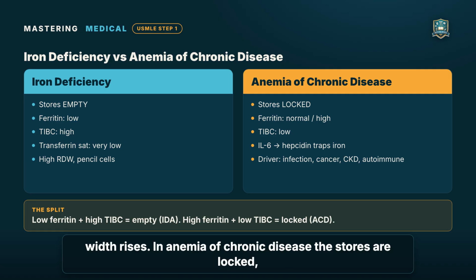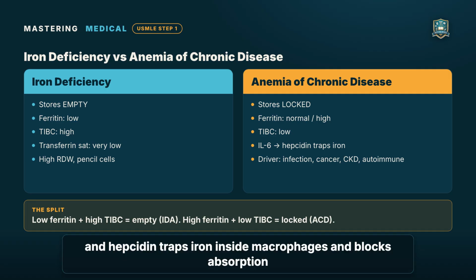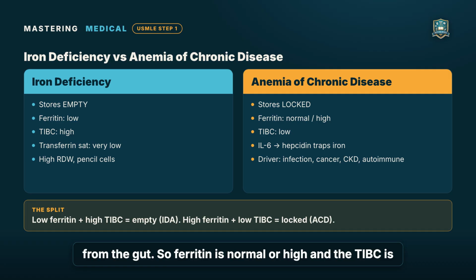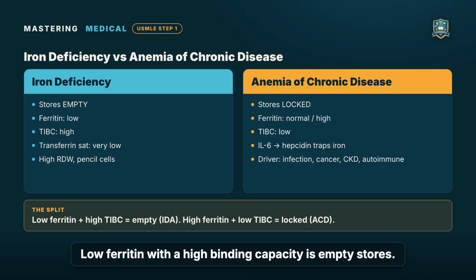In anemia of chronic disease, the stores are locked, not empty. Inflammation raises interleukin 6, which raises hepcidin, and hepcidin traps iron inside macrophages and blocks absorption from the gut. So ferritin is normal or high, and the total iron binding capacity is low, with a chronic driver like infection, cancer, kidney disease, or autoimmune disease. Low ferritin with a high binding capacity is empty stores. High ferritin with a low binding capacity is locked stores.